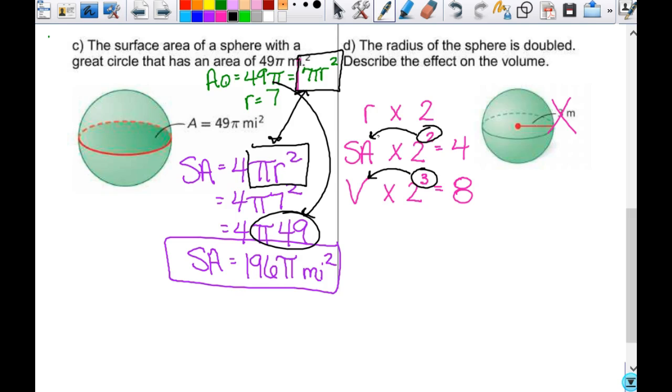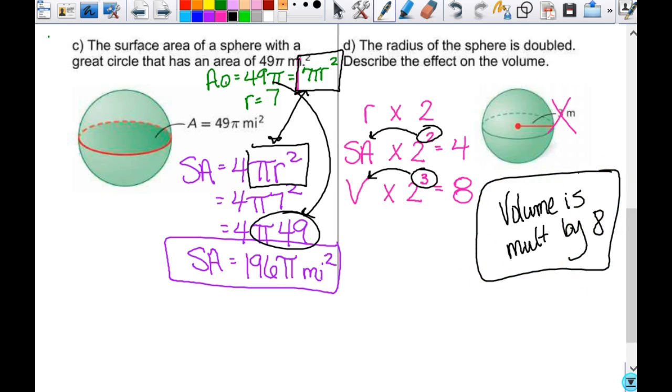So the question is, describe the effect on the volume. So we can say the volume is multiplied by 8. Nobody asked me what the volume actually is. I don't really care. I just know that if you double the radius of a sphere, the volume is 8 times as big. The surface area is 4 times as big. Okay. Does that make sense to you? Any questions at all? We're good? Awesome.